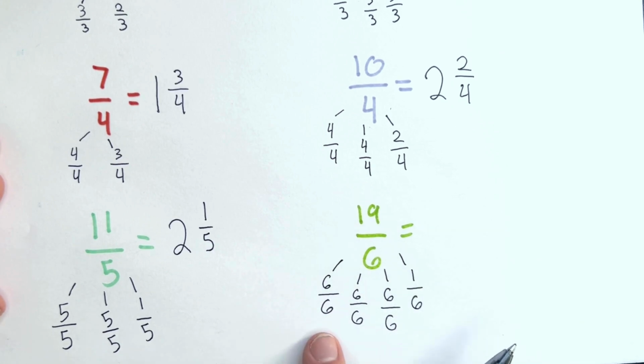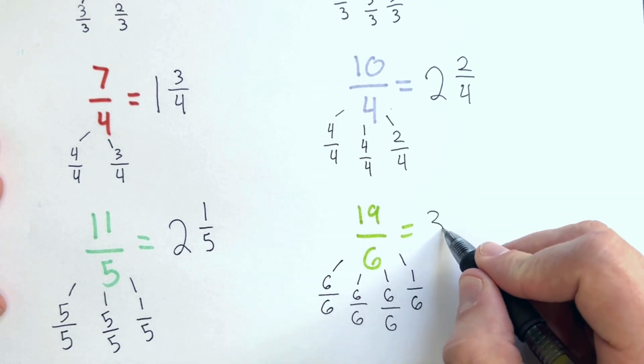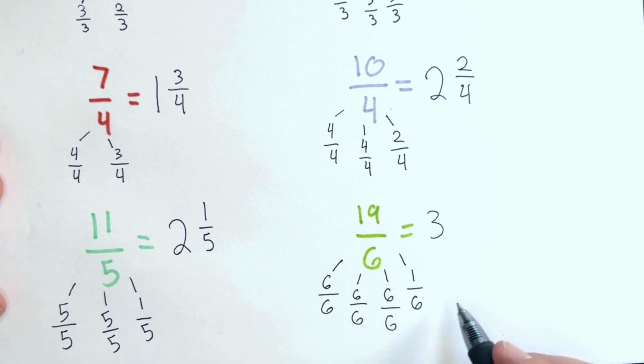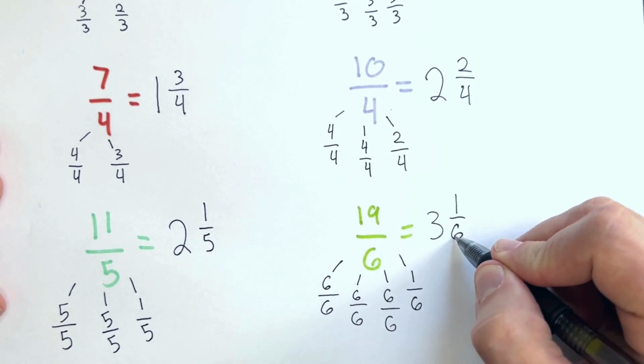Now let's write this as our mixed number. This would be 1, 2, 3. So 3 would be my whole number, and I have 1 sixth left over.